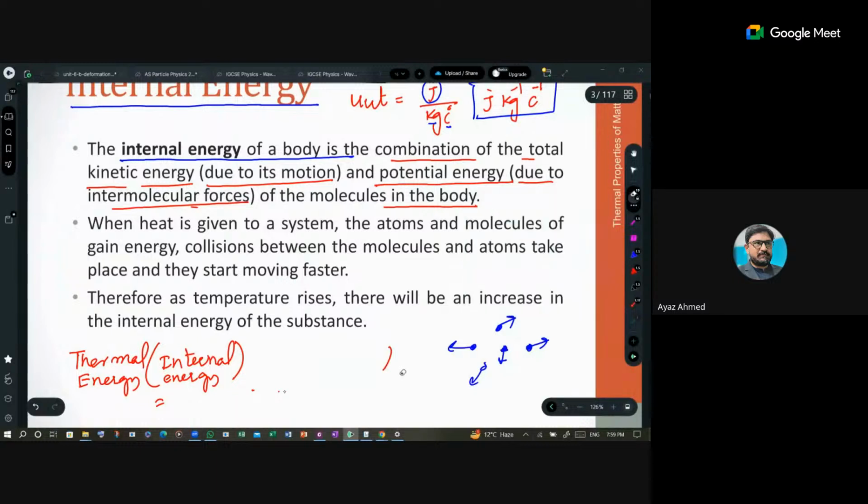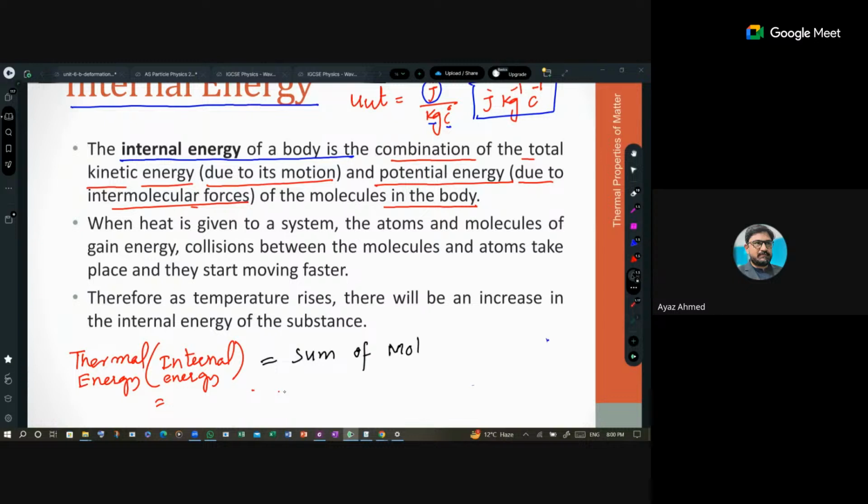So I can simply write that it is the sum of molecular kinetic energy and molecular potential energy.